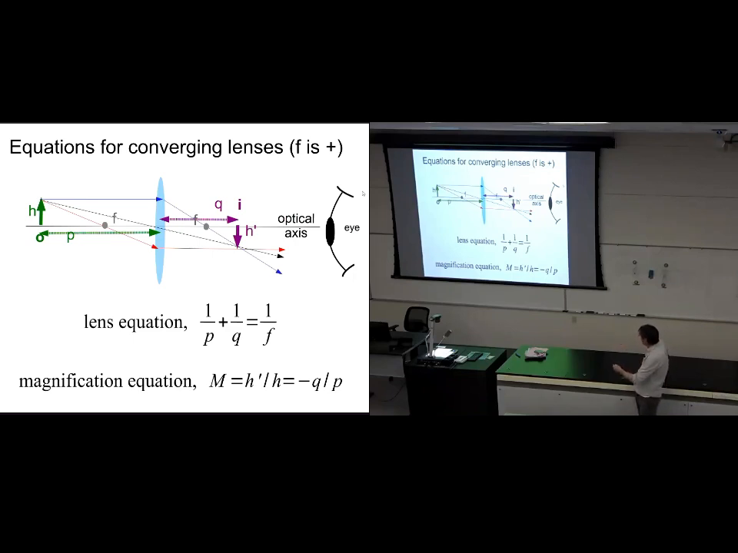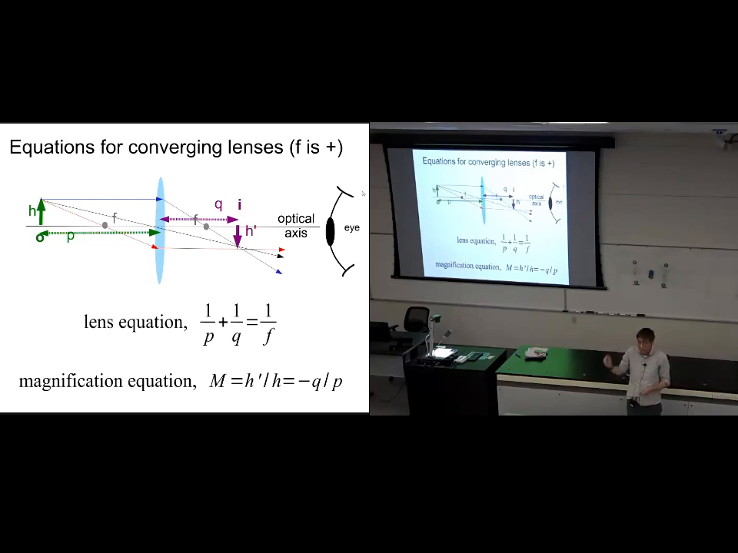What about magnification? How much bigger or smaller is the image compared to the object? Well, the magnification equation tells you that. The magnification is simply the negative of the ratio of the image position and the object position. You just take the ratio of those two positions, you flip the sign, that tells you the magnification. This is not a new equation either; we met this equation for the curved mirrors too.